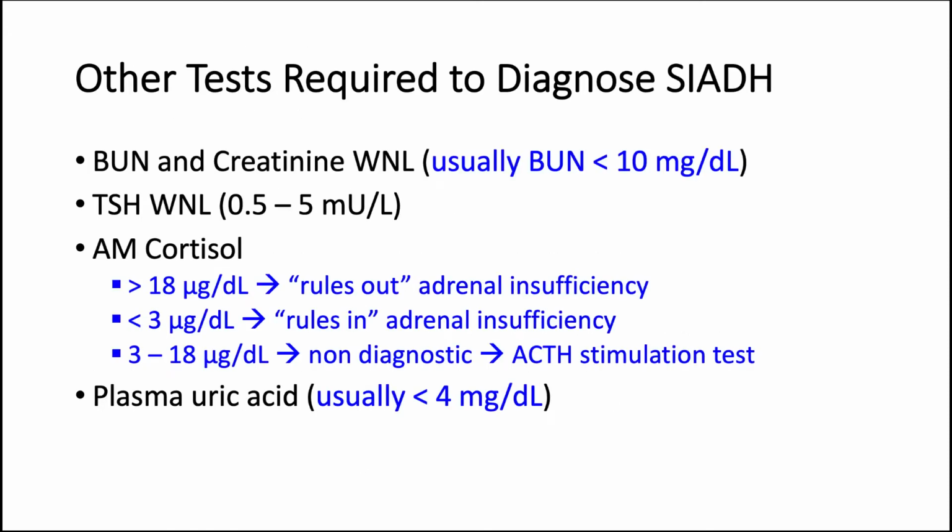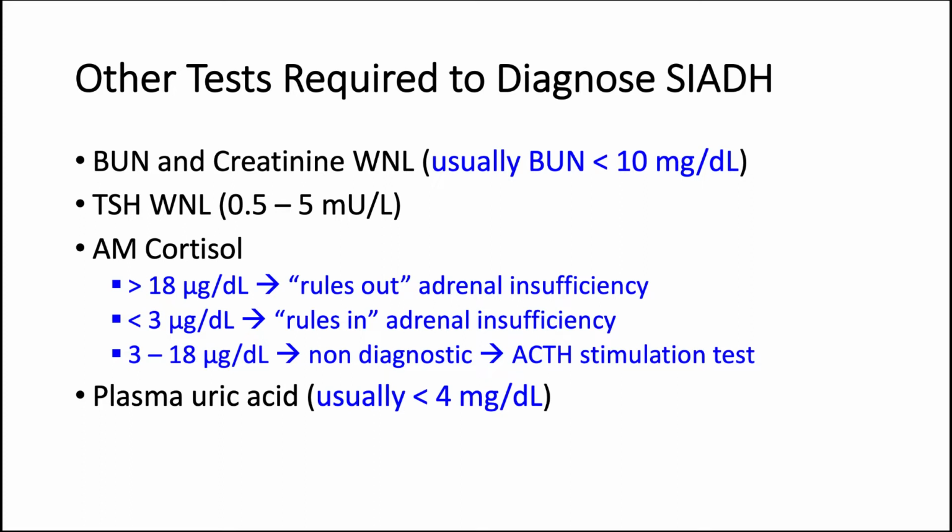So talking about other tests required to diagnose SIADH, BUN and creatinine have to be within normal limits. Usually in SIADH, the BUN is less than 10. TSH again within normal limits, but we know it has to be very high to cause hyponatremia. And finally, you at least have to check cortisol in the morning to make sure the patient doesn't have any adrenal insufficiency.